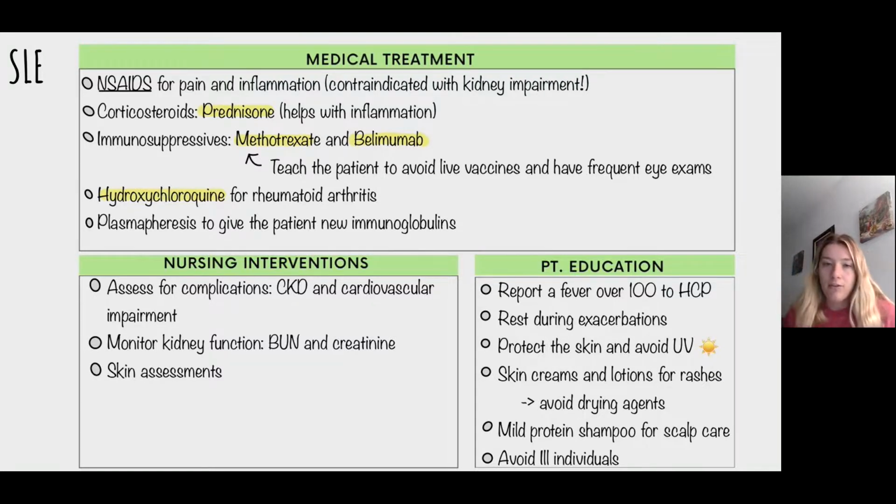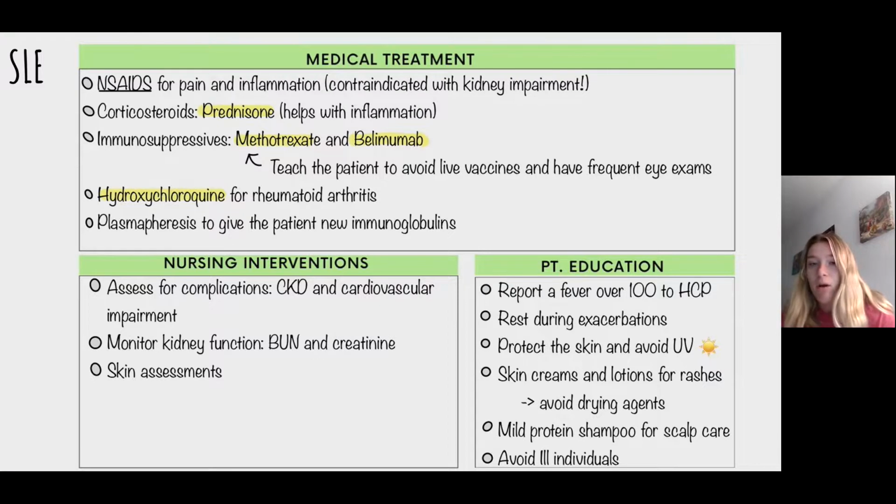Teach the patient to report a fever over 100 degrees. Why? This is because of our risk for infection. We are on immunosuppressants. We are concerned. We also know that infection can also trigger an exacerbation. Again, not good. If our patient is experiencing an exacerbation, encourage them to rest, stay hydrated, eat food, etc.